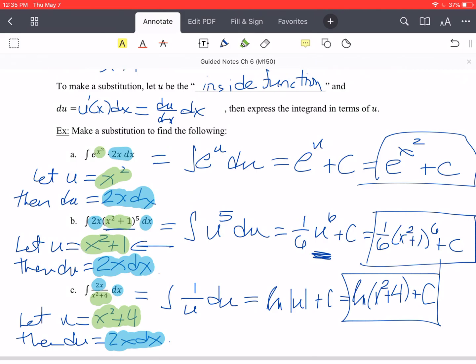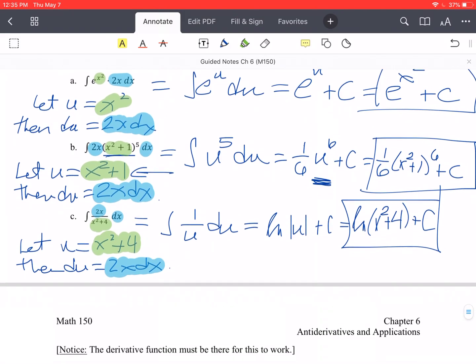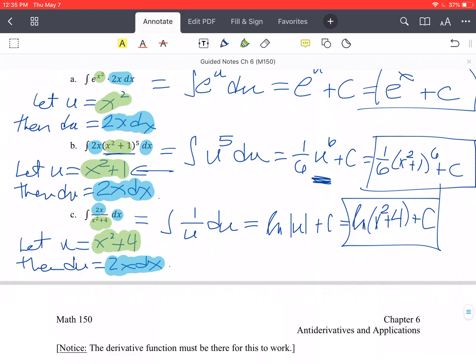So one important thing to take note of, in order for this process to work, the derivative function has to be there. Because if the derivative, like in these examples, the 2x, if we didn't have the 2x there, we couldn't have made these substitutions. If you don't have it all exclusively in terms of u, if there's some x's and u's getting mixed around together, we can't integrate that. It has to be one variable only when we're doing the integration.